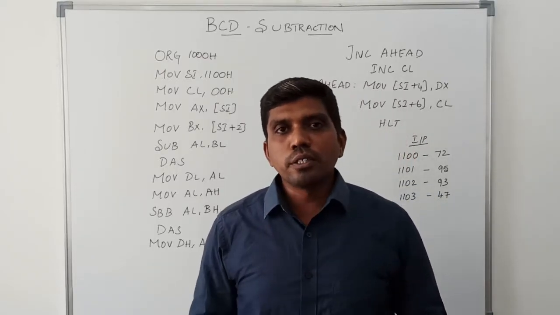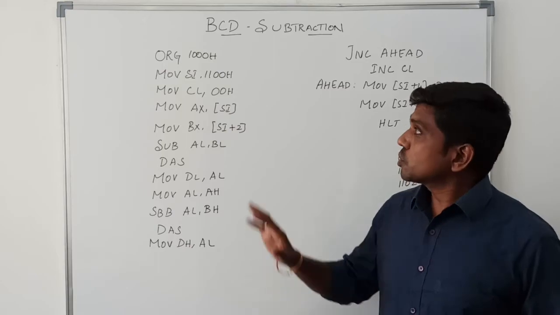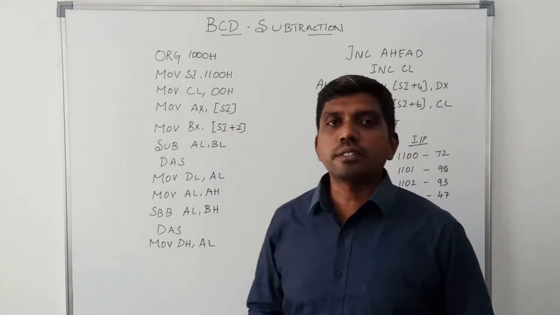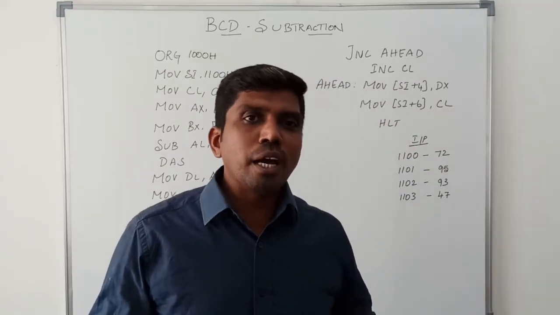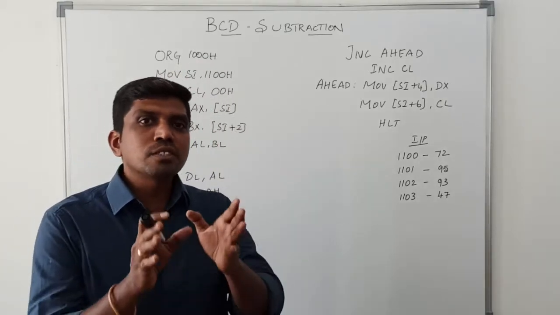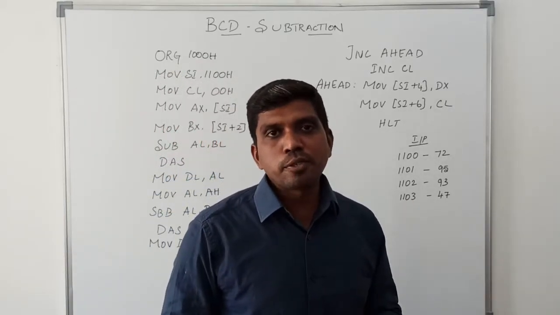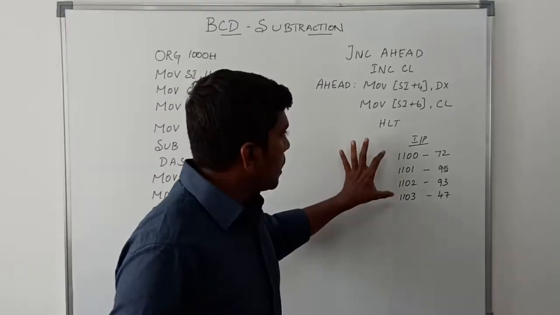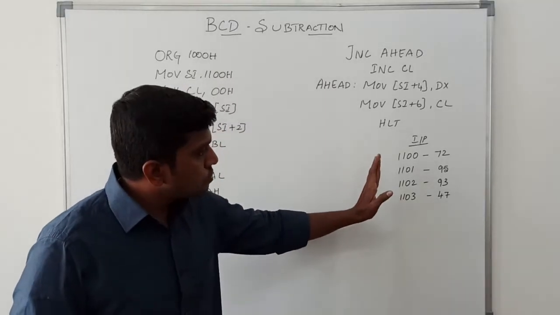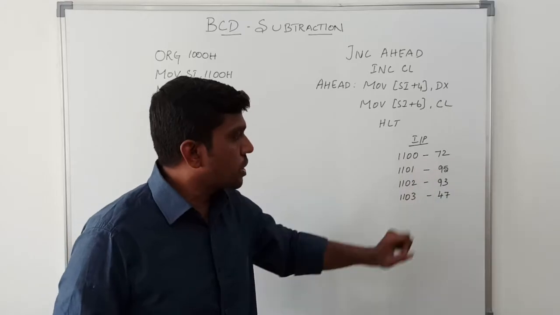Today's session I am going to discuss the BCD subtraction program. This program belongs to the 8086 microprocessor. In this program I am taking two 16-bit values. These 16-bit values are stored in specified memory locations. Here I am using 4 memory locations. These 4 memory locations carry the two 16-bit values.